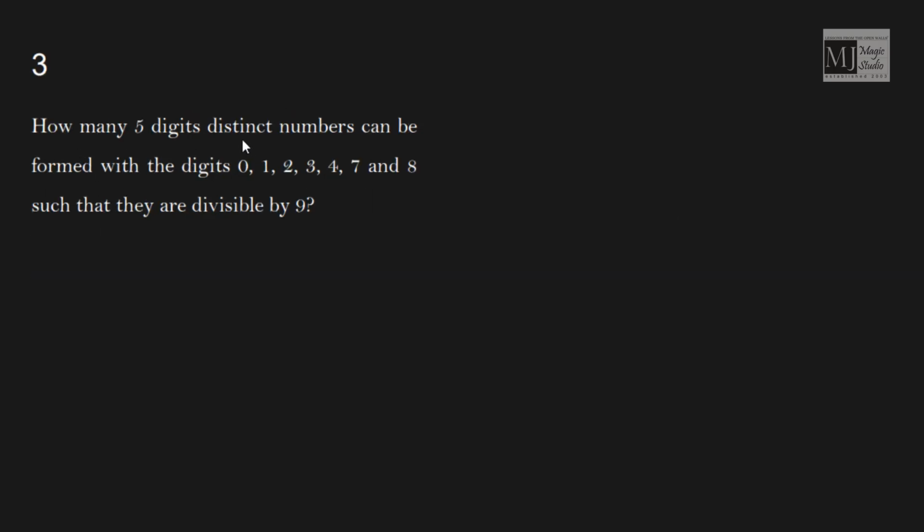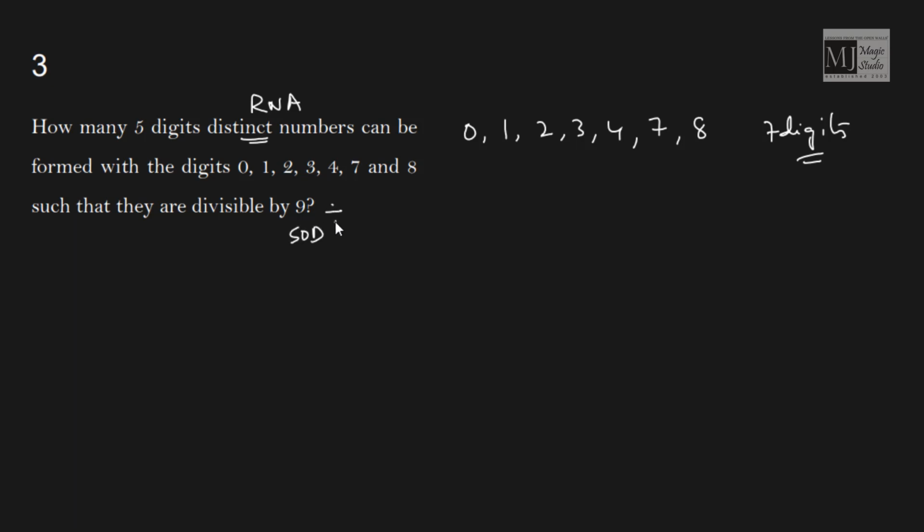How many 5-digit distinct numbers, repetition not allowed, can be formed with the digits 0, 1, 2, 3, 4, 7, 8? We have 7 digits and we need a 5-digit number with all distinct digits such that they are divisible by 9. A number is said to be divisible by 9 when the sum of digits is divisible by 9. So our task is just to identify 5 digits where the total would be divisible by 9. Now what is the total? 15, 19, 20, 25. Here the total is 25.